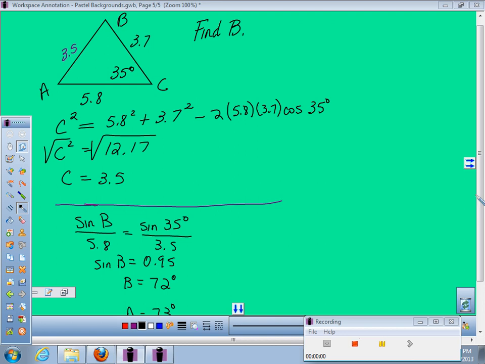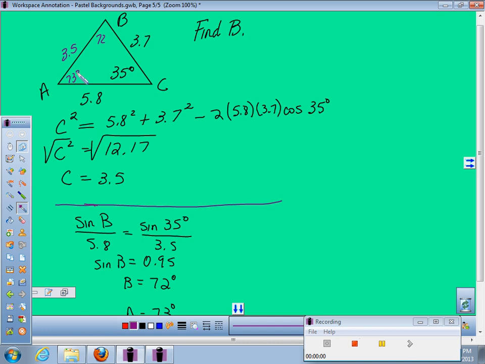Would 5.8 have to be bigger than 3.7, right? Angle B should be bigger than angle A? Yeah, does that make sense? If I fill in here that angle B, we came out with angle B being 72 and we got A to be 73. That's got the largest side opposite a smaller angle. Can that be? No. Okay, so that causes a wrinkle here.